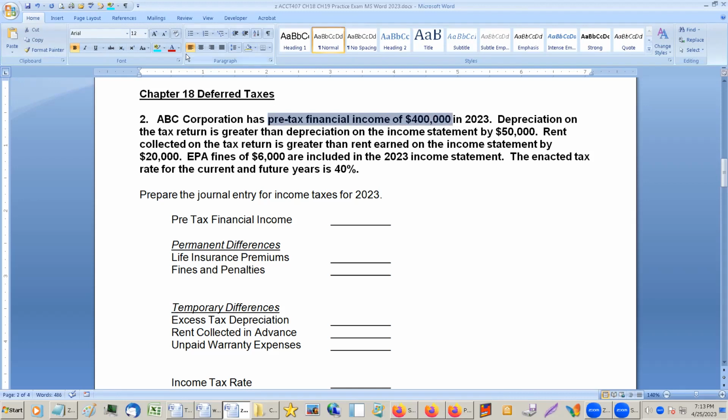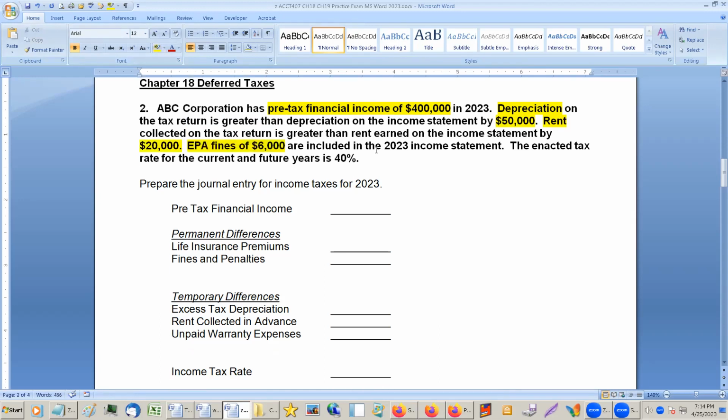Pre-tax financial income is 400,000. Depreciation is greater by 50,000. Rent is greater than rent earned on the income statement by 20,000. EPA fines are 6,000. And the tax rate in current and future years is 40%.